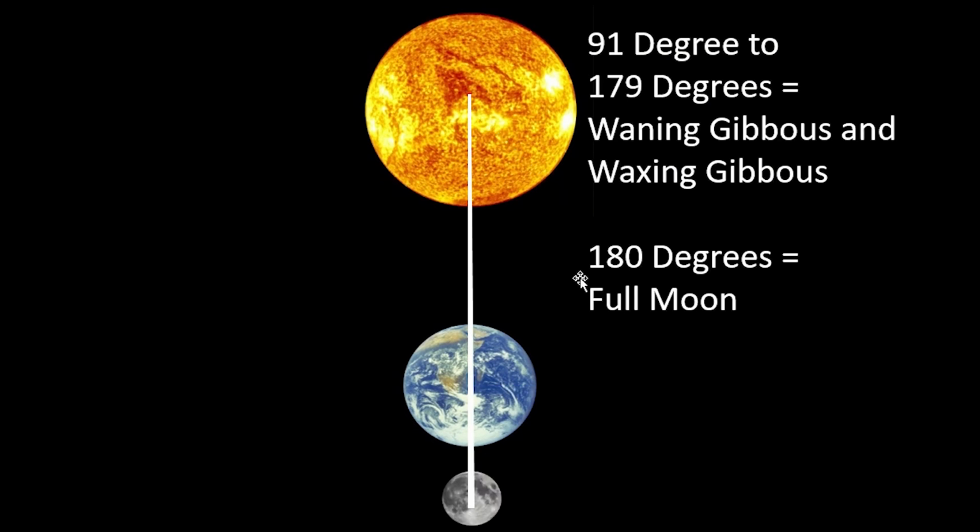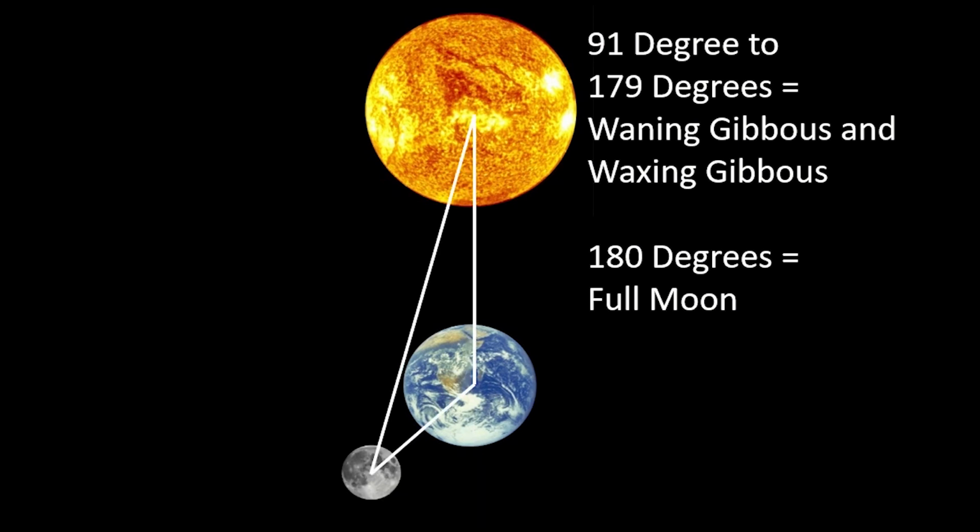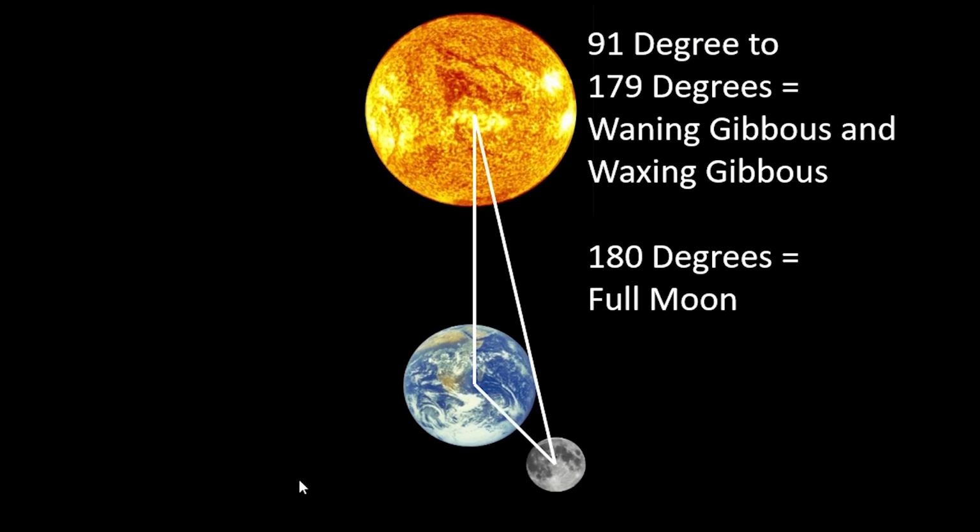So again, the full moon is 180 degrees because it basically makes a line between the three. But at each of the gibbous phases, we're between 91 and 179 degrees, depending on where in the orbit it is, from either first quarter to full moon, or from full moon to third quarter. Again, the only difference is which side the light is on.